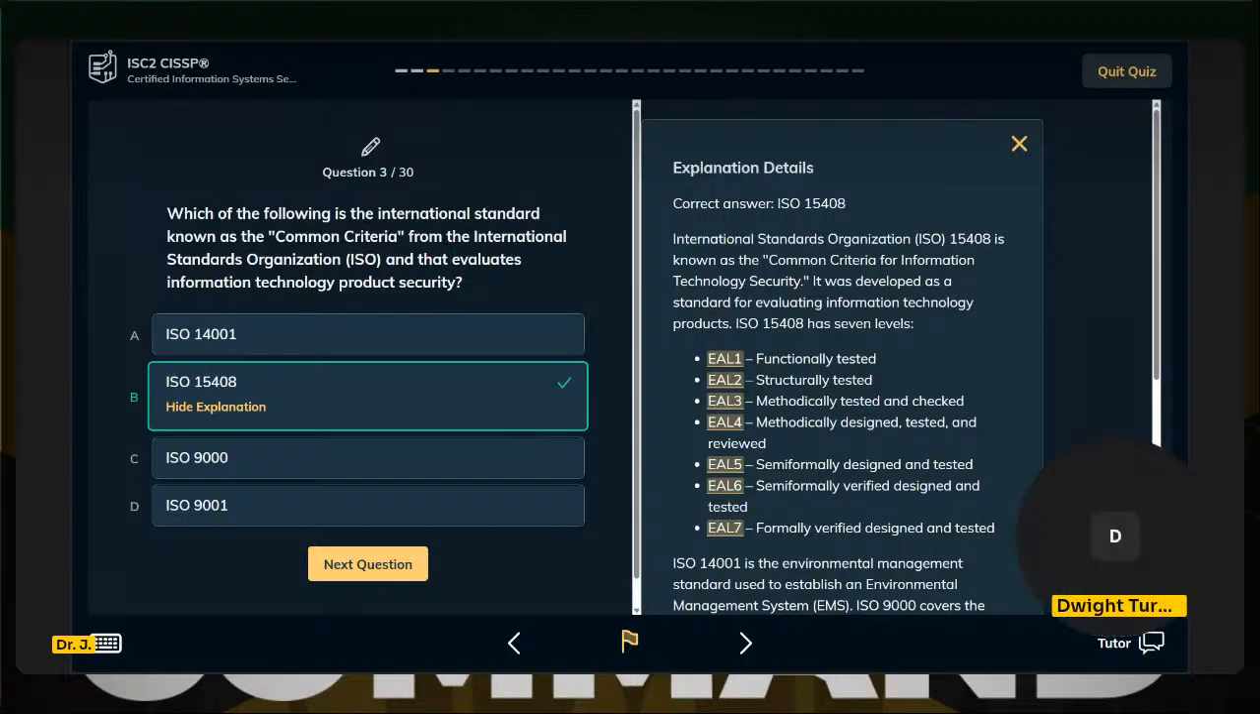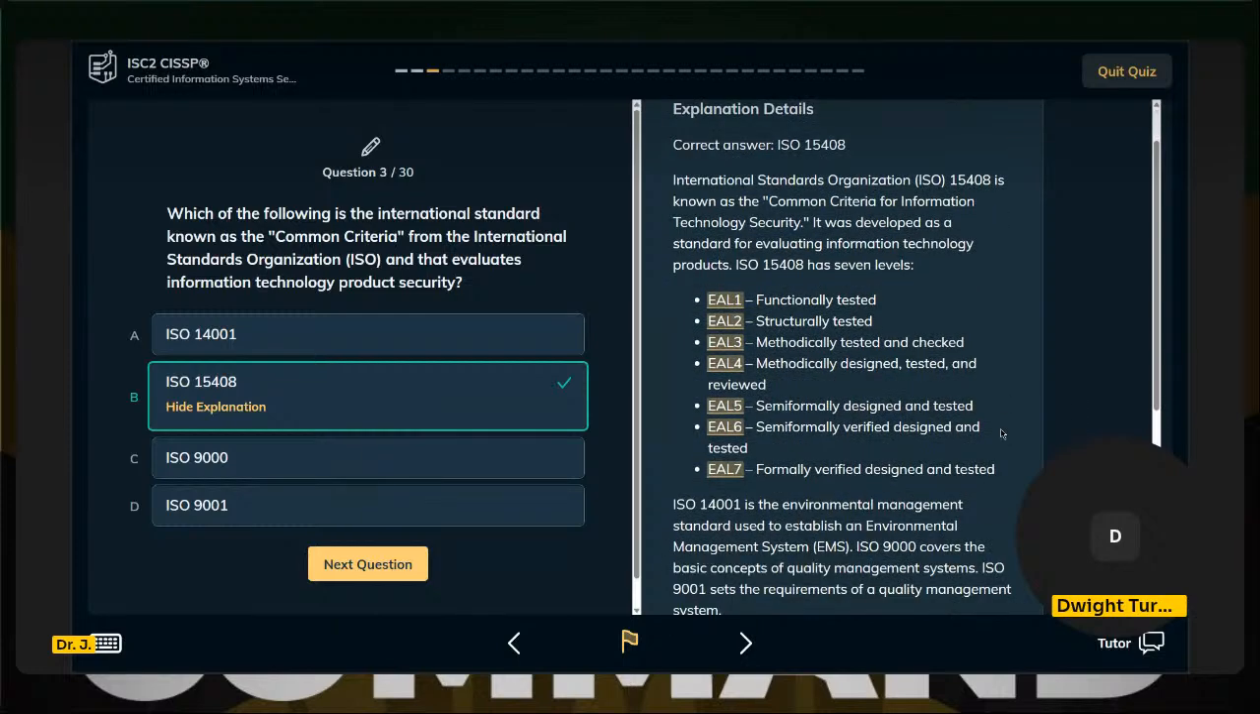It was developed as a standard for evaluating information technology products. ISO 15408 has 7 levels, as you see here, going from 1 through 7. I'm not going to go through them all, but 1 starts at functionally tested. If you look at 3, methodically tested and checked, and it continues to progress and add on more. As you look at 6, semi-formally verified, designed, and tested, and then 7, formally verified, designed, and tested.